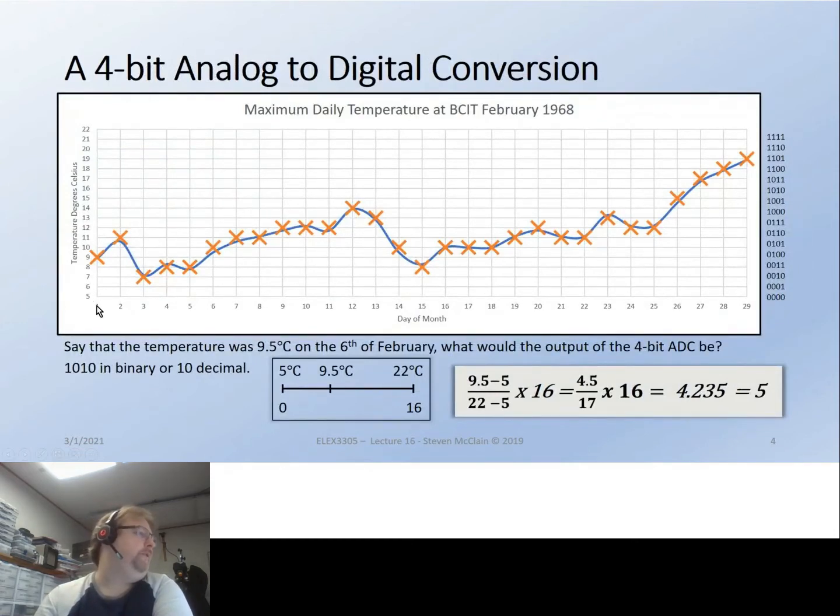We've got temperatures from 5 to 22 degrees Celsius, and all it's going to do is take a sample every day and decide what the maximum daily temperature was. And we want to sample that.